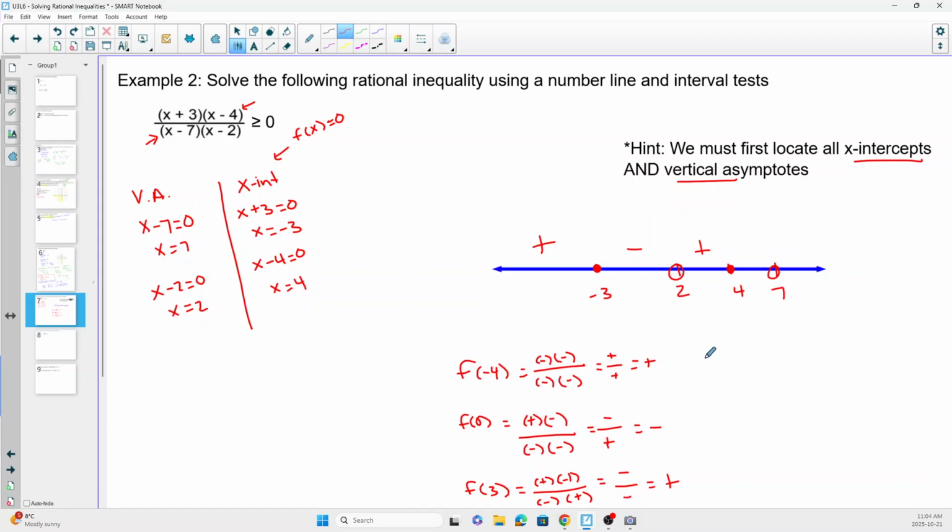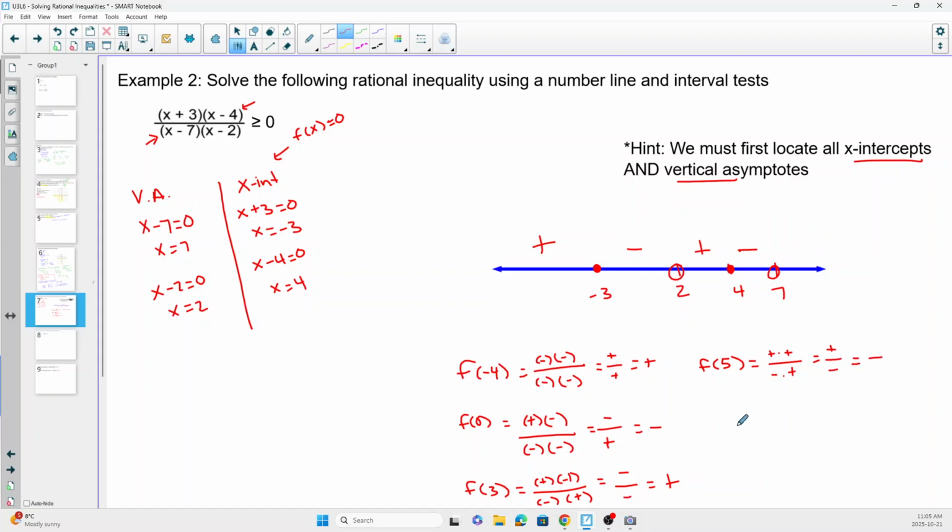And then over here, I'm going to sub in something between 4 and 7, so let's call it 5. 5 plus 3 is positive. It's probably neater to write it without the brackets. 5 minus 4 is still a positive. 5 minus 7 is a negative, and 5 minus 2 is a positive. So I've got a positive times a positive on the top, and a negative times a positive on the bottom, and positive divided by a negative is a negative.